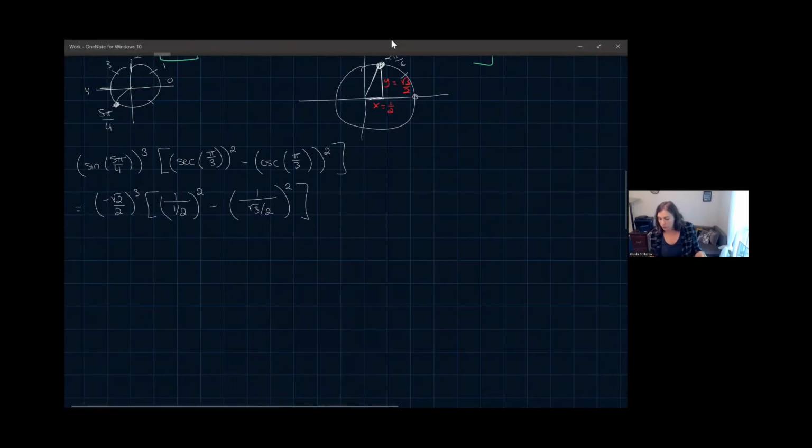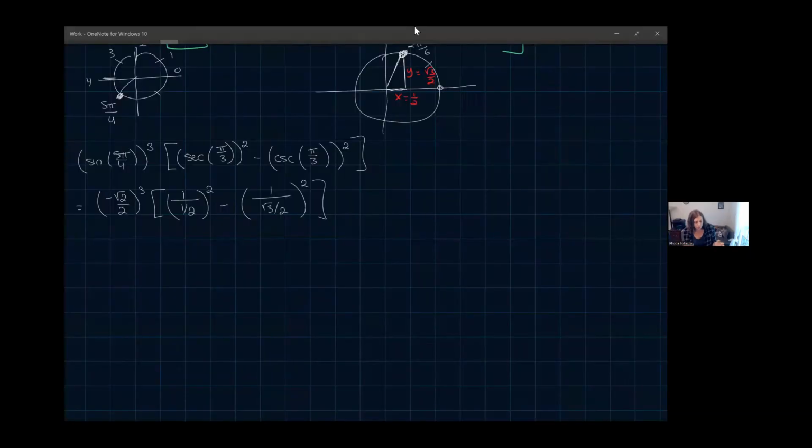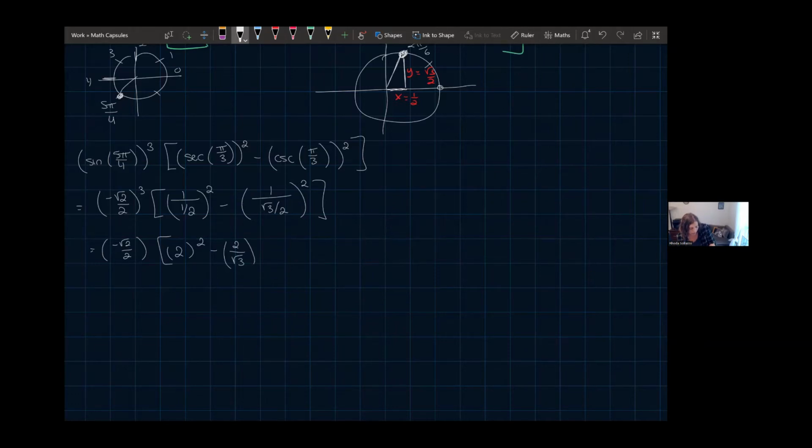So I'm going to do a few things here. The first thing I want to do is deal with these fractions inside of fractions. I always try to get rid of those first when I have them. I have 1 divided by 1/2. I can flip the denominator there, so that's just going to become 2 inside the square. And then next one I have 1 over root 3 over 2. So again, I can take the reciprocal, so that's 2 over root 3.